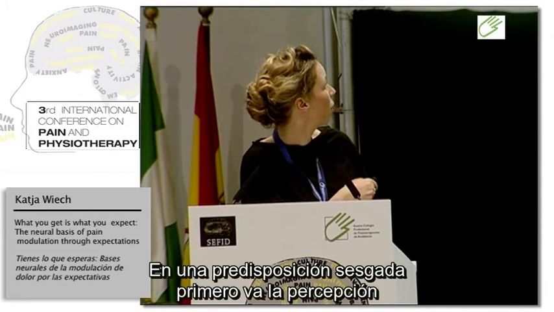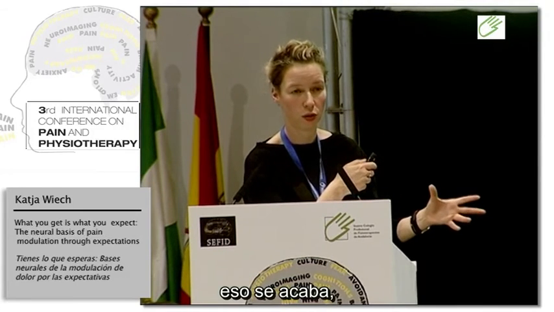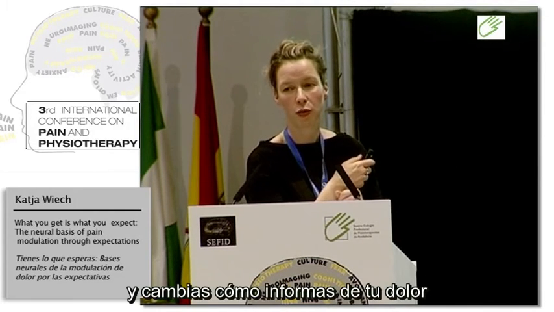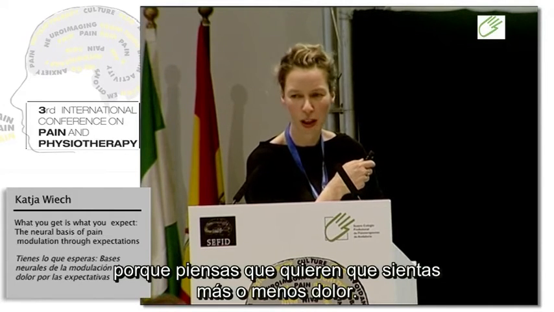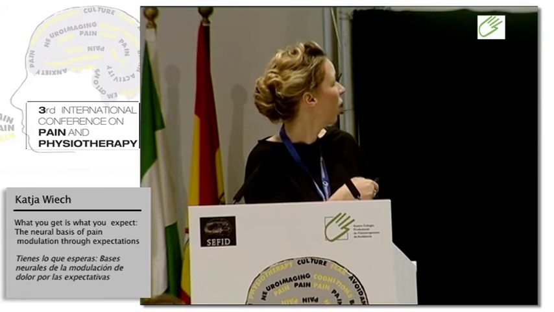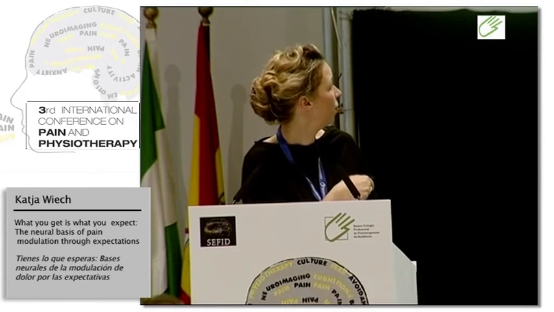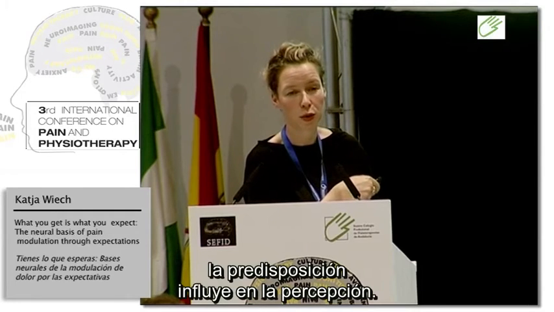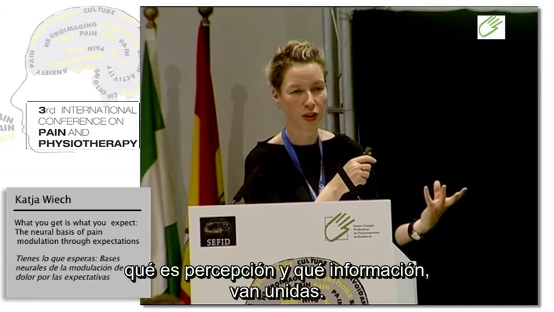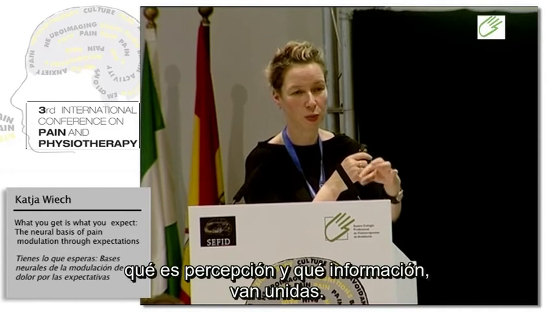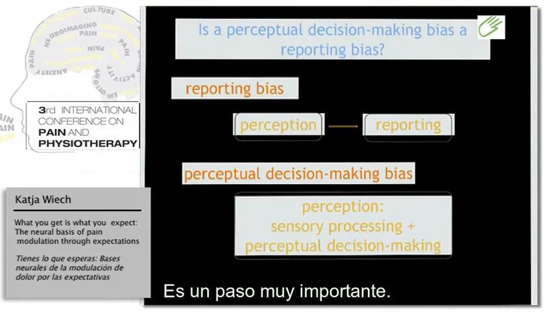So in reporting bias, you have perception first, and that is finished, and then you change the way you report your pain, right? Because you think your experimenter wants you to feel less pain or more pain. With the decision-making bias, that's different. In decision-making bias, the bias is part of perception itself. So you can't disentangle what is perception and what is the reporting. They both go together. That is a very important step.